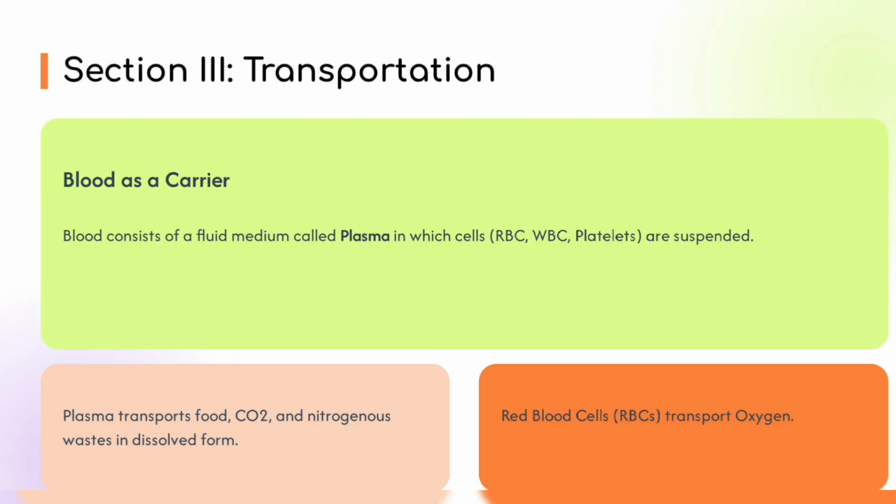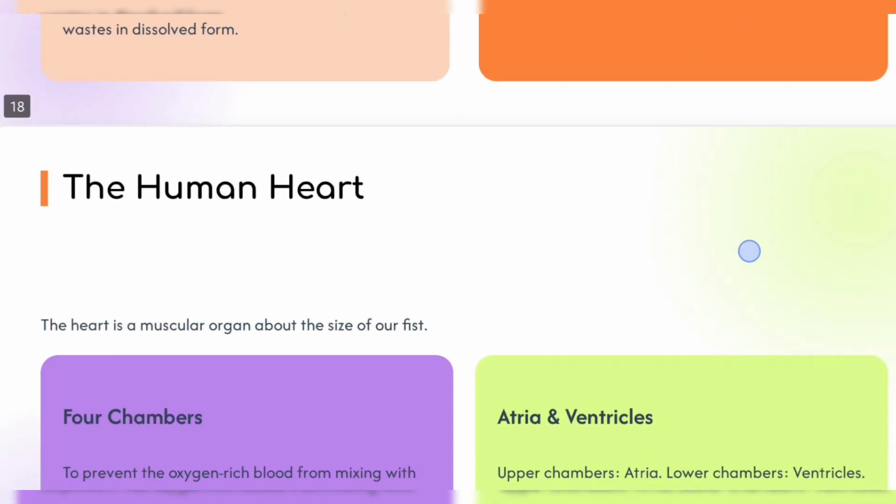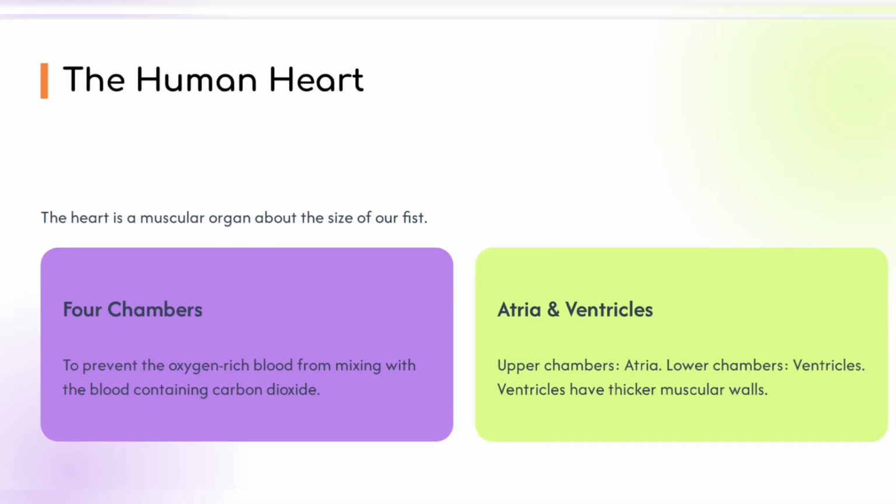Red blood cells carry oxygen. White blood cells fight infections, and platelets help in clotting. Plasma transports digested food, carbon dioxide, and nitrogenous wastes in dissolved form. RBCs mainly transport oxygen with the help of hemoglobin. Next, we will study the human heart.